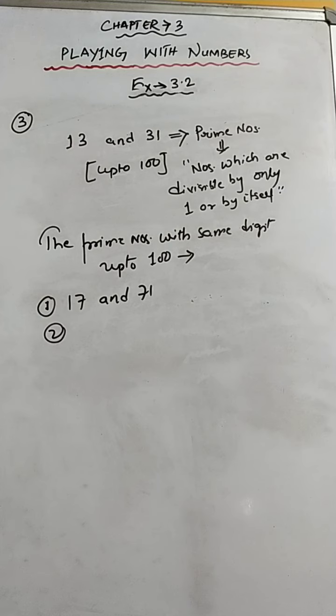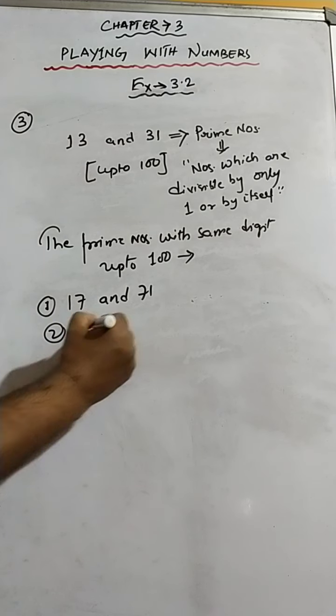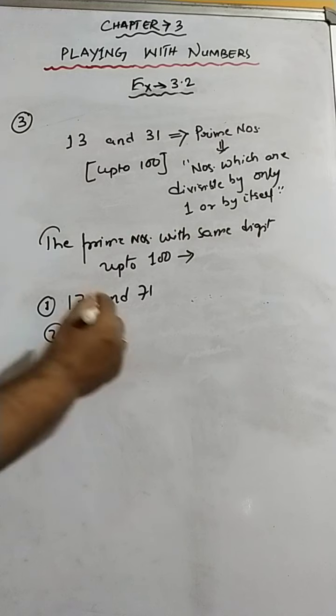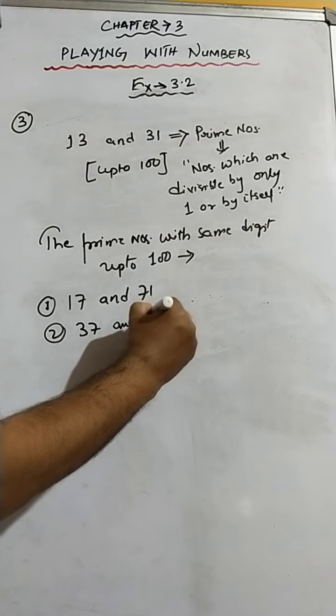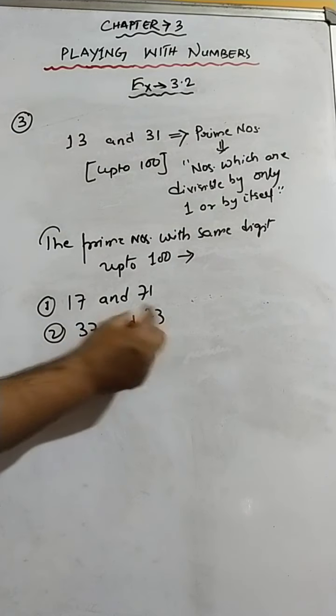So in this way, if I see, it will be a very long process. So I'm just giving you another prime number, that is 37. So 37 is also a prime number. And what is the reverse of this? The reverse of this is 73. So these two are again prime numbers and they are also carrying the same digits.